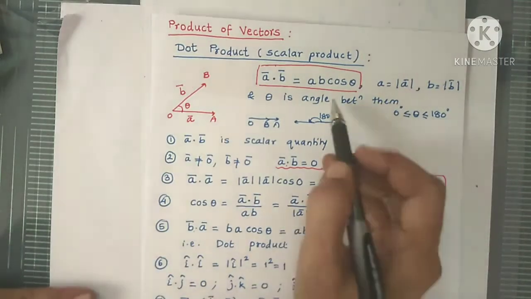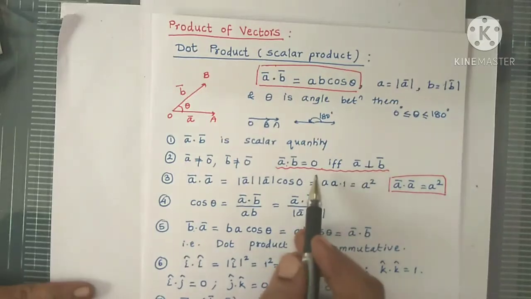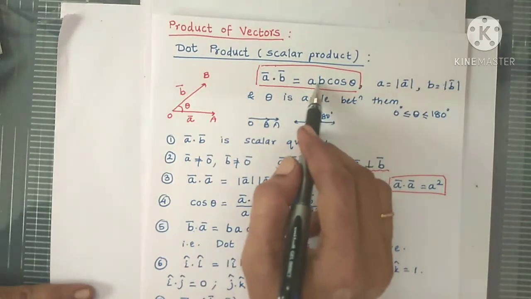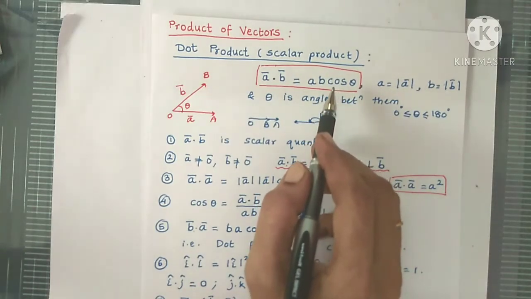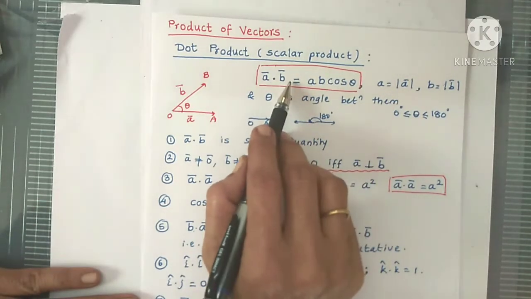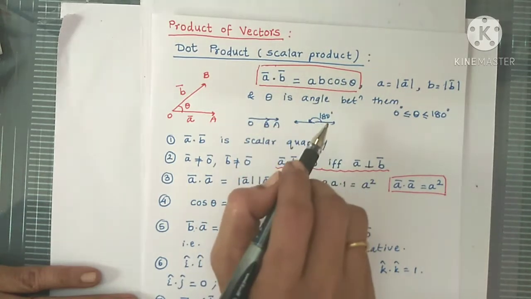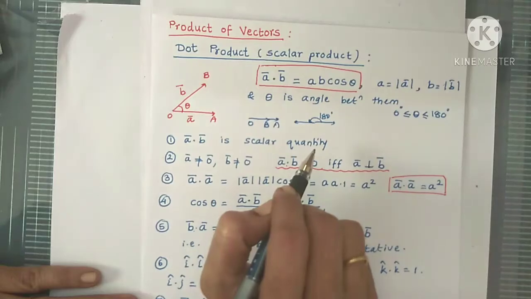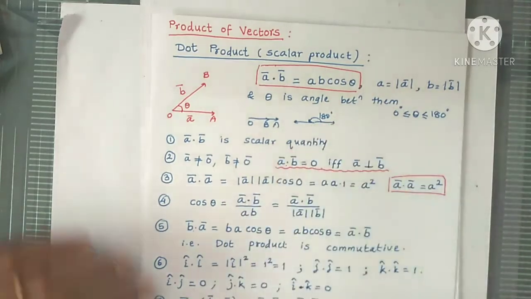If it is equal to 0, that means these two are perpendicular. So theta equals 90. A bar and b bar are at right angles to each other. And if a bar dot b bar is negative, that means cos theta is negative. That means theta lies in the second quadrant. That means the value of theta lies between 90 to 180.